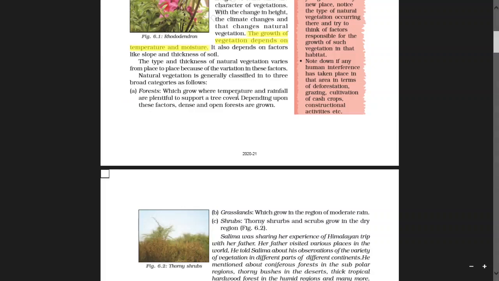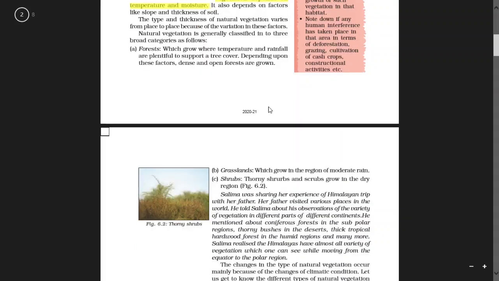Forests grow where temperature and rainfall are plentiful enough to support a tree cover. Depending upon these factors, dense and open forests grow.